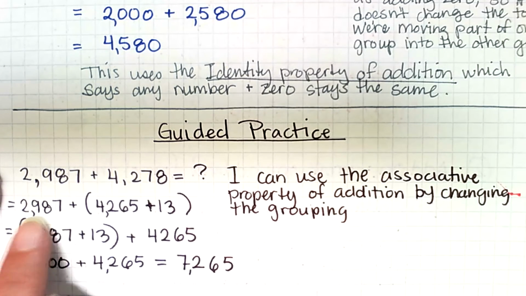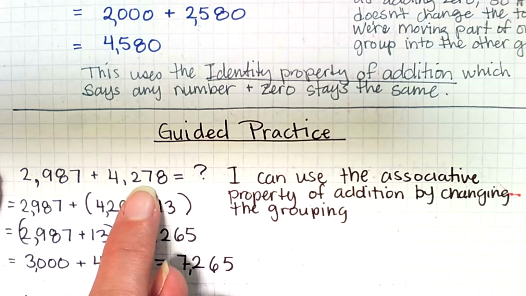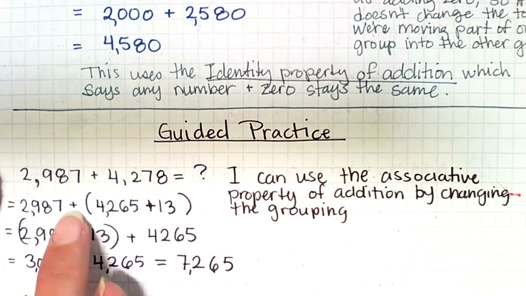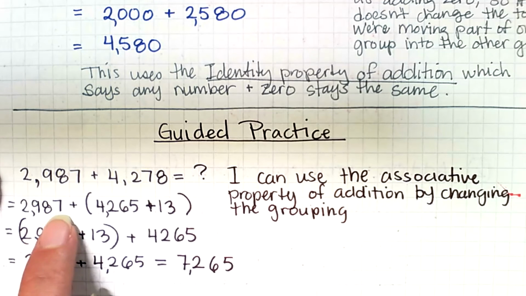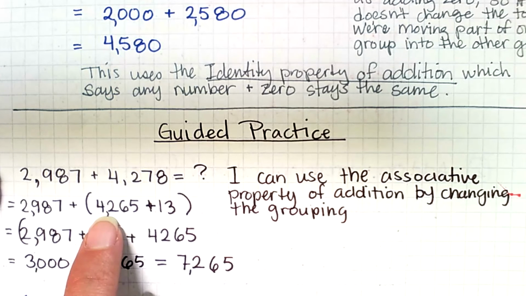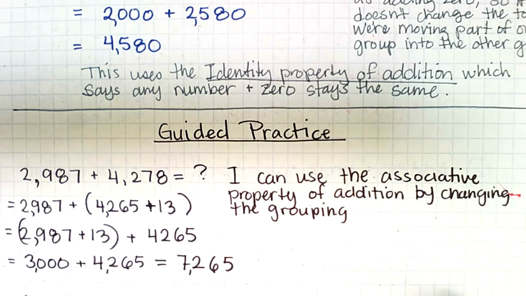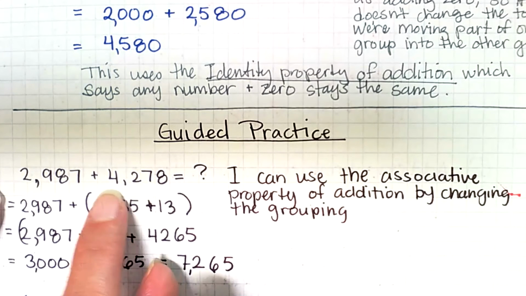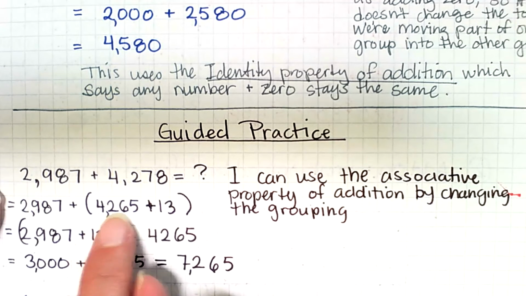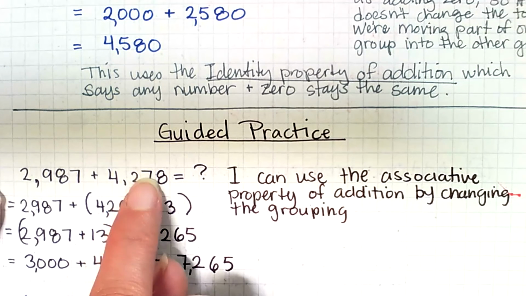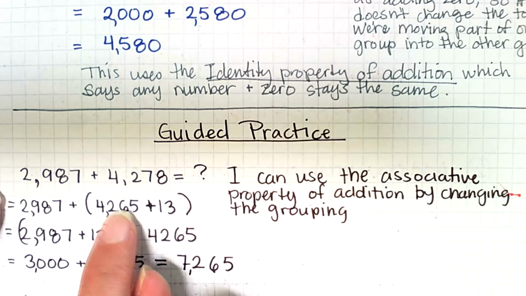So I have my 2,987 plus 4,278. I know that for this number, to get it up to my next thousands group, I need to add 13 to it. So 87 plus 13 is going to take me up to my next group. So what I'm going to do is split apart my 4,278 into 13 and whatever's remaining, which becomes 4,265. So this minus 13 is going to give me this number.